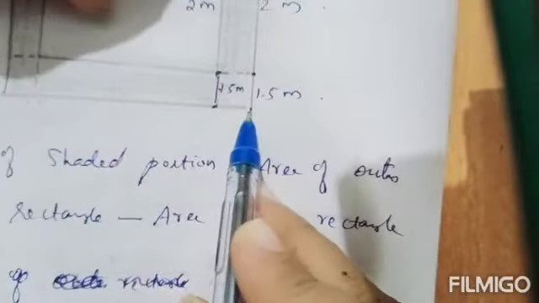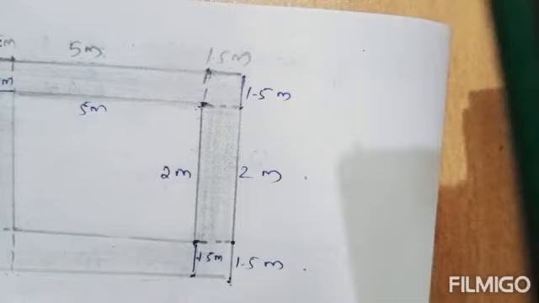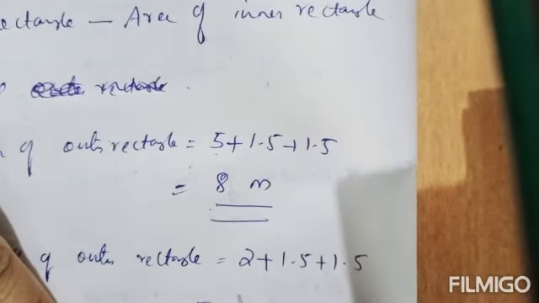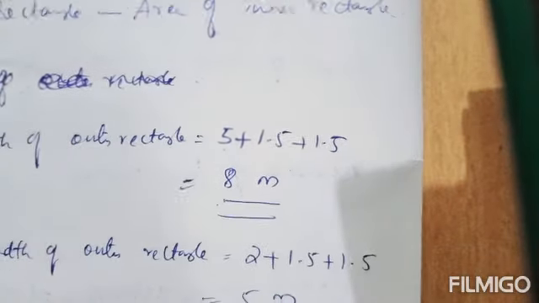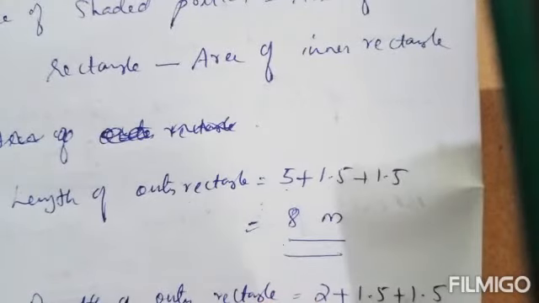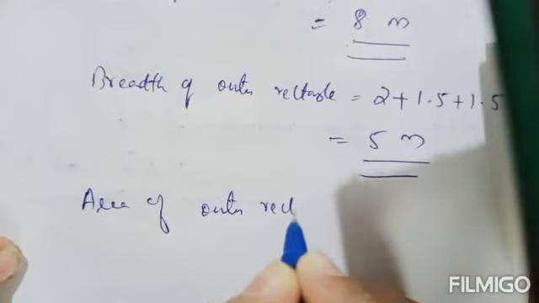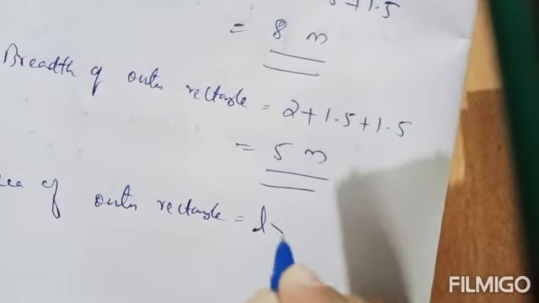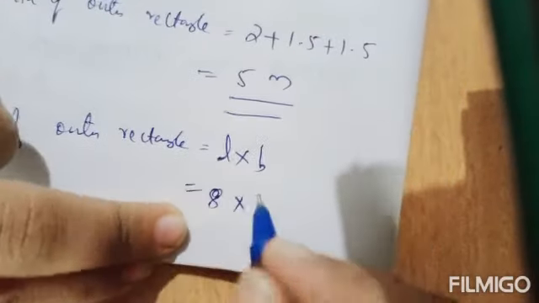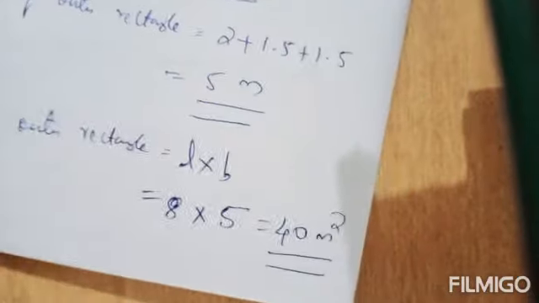So what will be the breadth of the outer rectangle? It is 2 plus 1.5 plus 1.5, so you will get 5 meter. Breadth of outer rectangle is 5 meter and length of outer rectangle is 8 meter. Now you can find the area of outer rectangle. Area is L into B. Length is 8, width is 5. So 8 into 5, 40 meter square is the area of the outer rectangle.